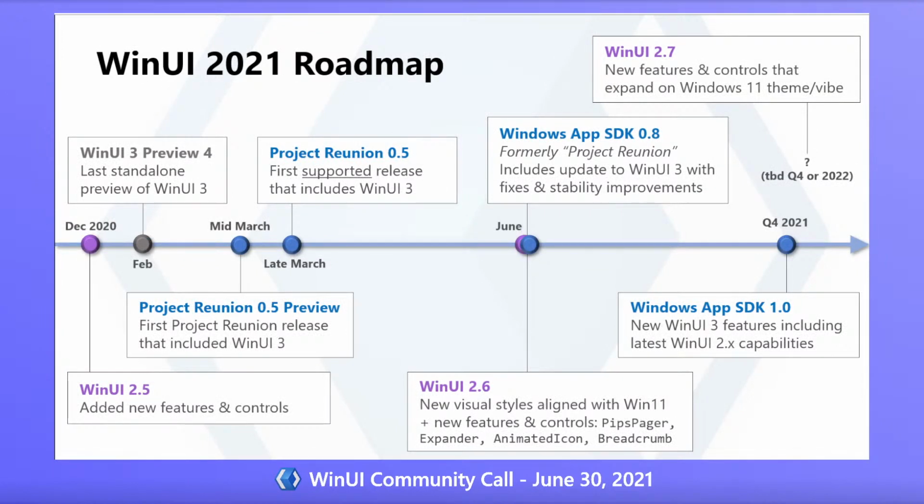Yep, got it. So this is an updated roadmap, just showing both WinUI 2 and our plans for WinUI 3. And then in the next slide, I'll also talk a little bit more about some of the WinUI 3 specific things that we're focused on. But essentially, and as Anna mentioned, we just shipped the Windows App SDK 0.8 that had a version of WinUI 3 in it that was largely focused around fixes and stability improvements.